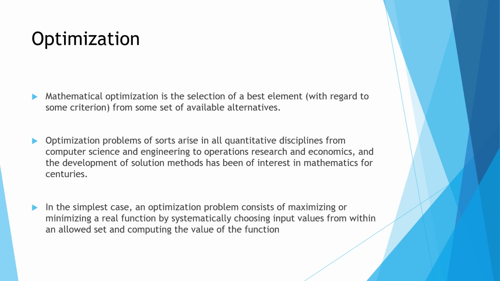In the simplest case, like I said, the optimization problem consists of either maximizing or minimizing a real function by systematically choosing input values within the allowed set and computing the value of the function. The allowed set in our previous example was that there are only three warehouses: Pune, Hyderabad, and Noida. You cannot ship the product from Jaipur, or from Bhopal even though it is closer to Jabalpur. You have to send it from the warehouses that are present in your cities. That is the allowed set from which you have to choose the best option. That is nothing but optimization.